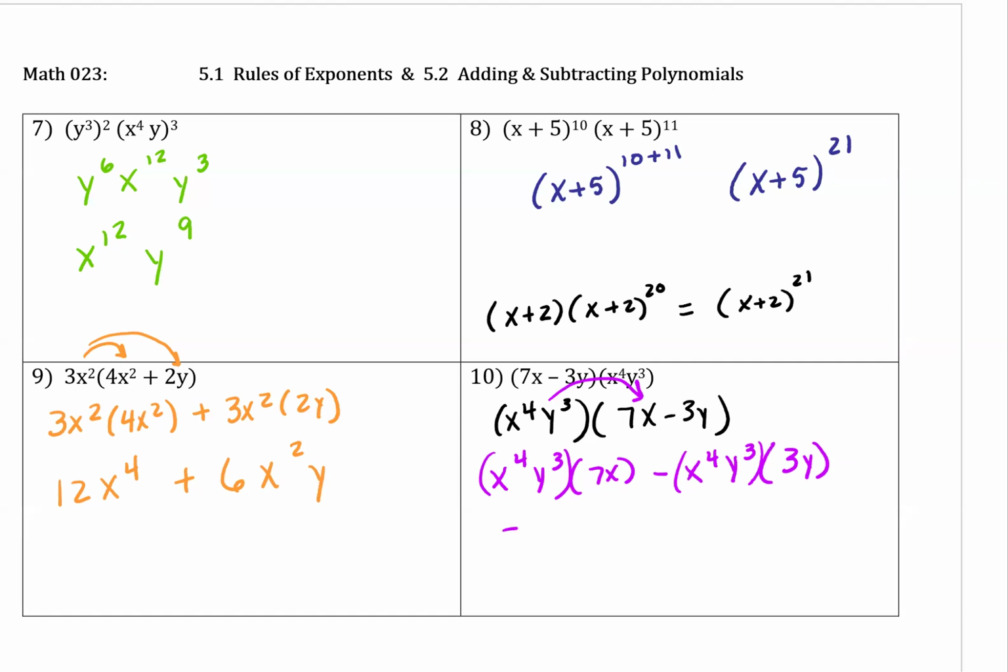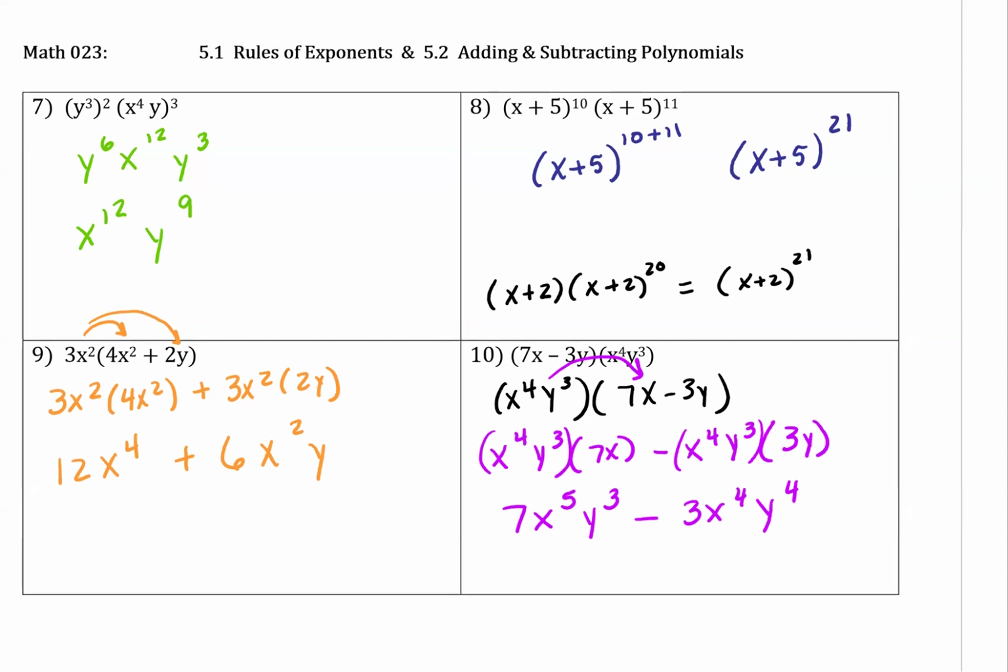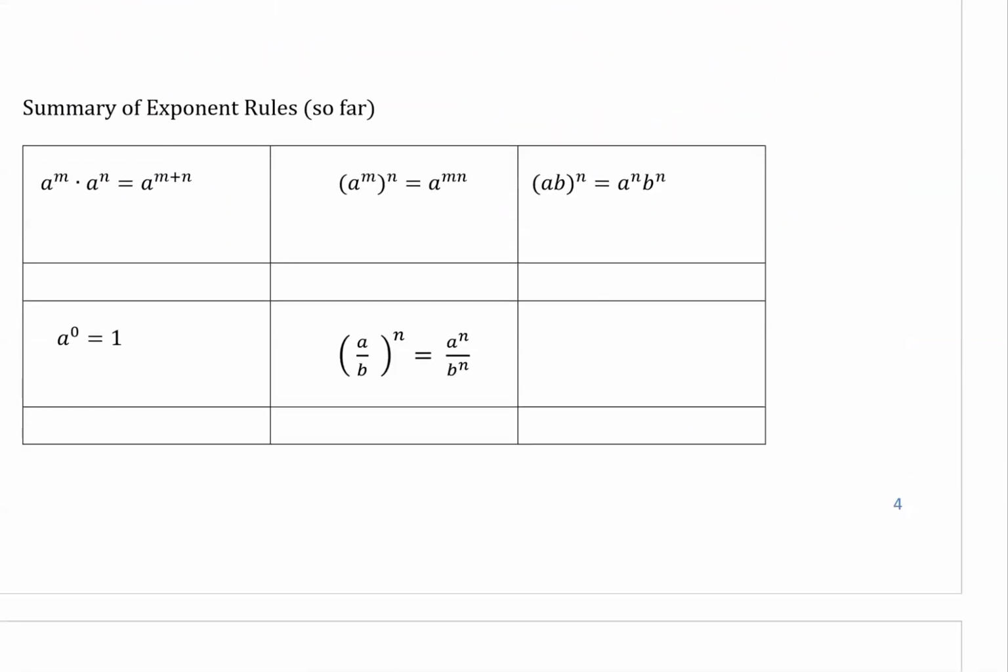So the first term we have 7, x times x to the fourth is x to the fifth, y cubed, minus 3x to the fourth, y cubed times y is y to the fourth. All right, next here's your summary of rules.